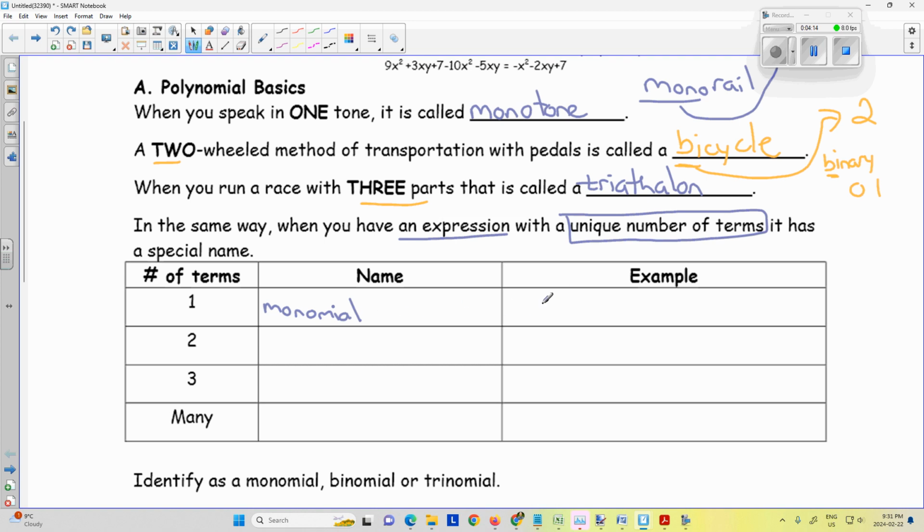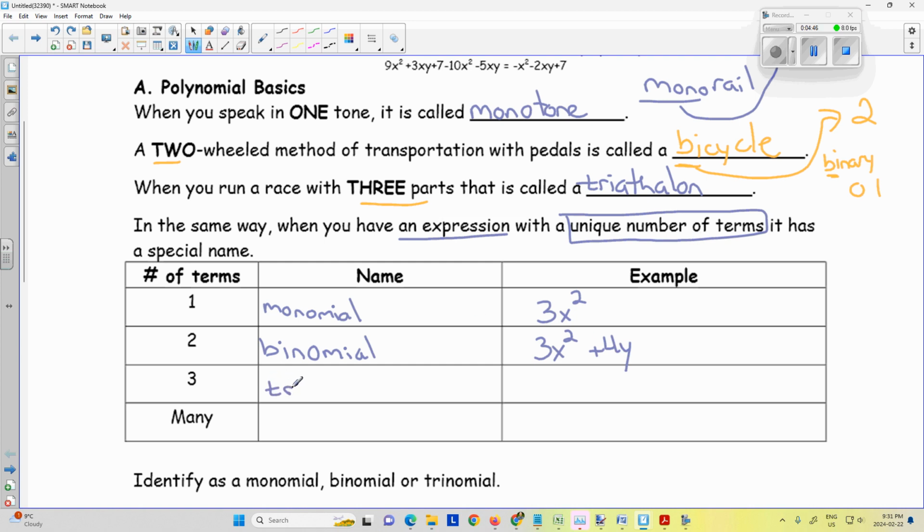An example of a monomial would be 3x squared. It has one term. Now we're going to do a binomial, and you're probably already understanding that a binomial must have two terms. So 3x squared, and I'm going to add 4y. X's and y's are different. An x squared is different than a y, so they are two unique terms.